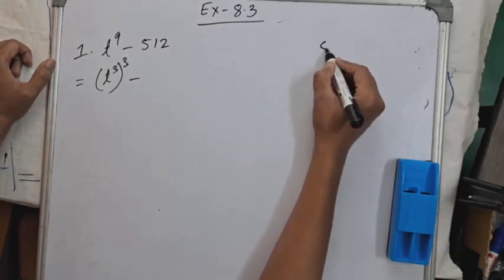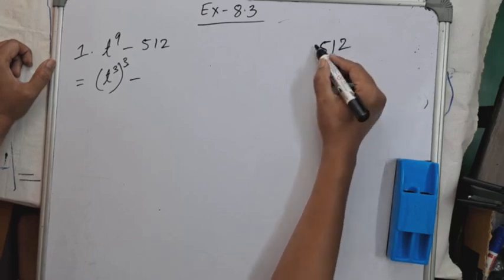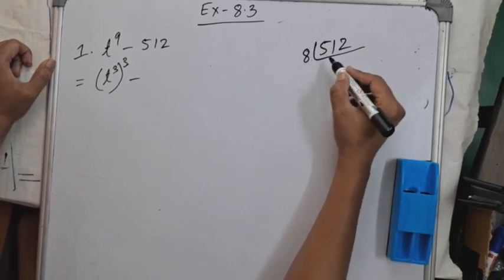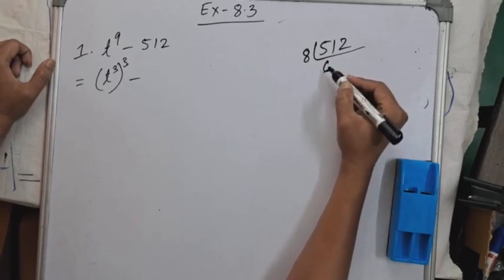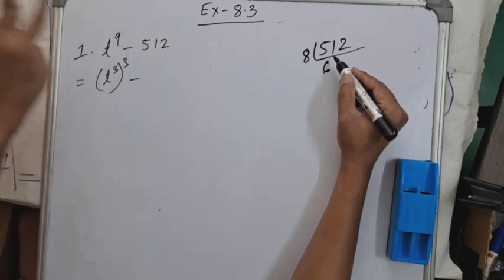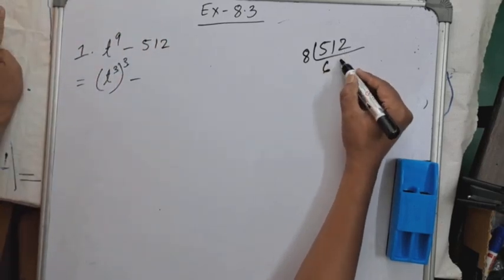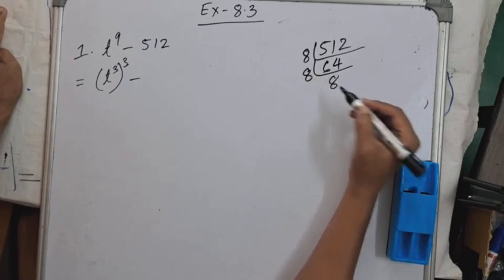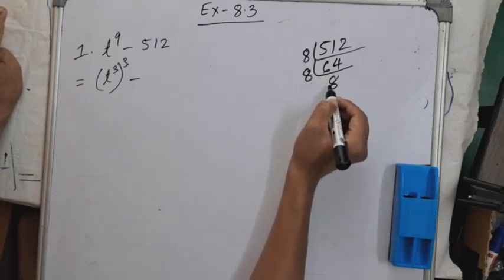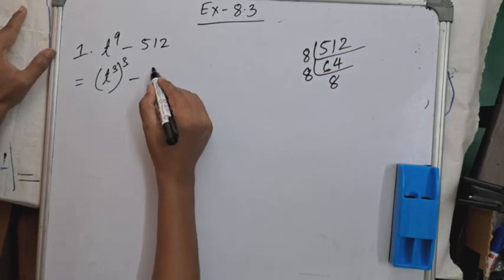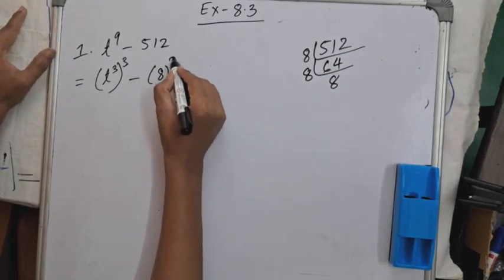We can find the factors of 512. We write 512 and find the factors. 8 6s are 48, 49, 50, 51, 3 in hand, so this becomes 32. So 8 4s are 32. Now 8 8s are 64. 8 multiplied 3 times gives us 512, isn't it? So instead of 512 we can write 8 cube.